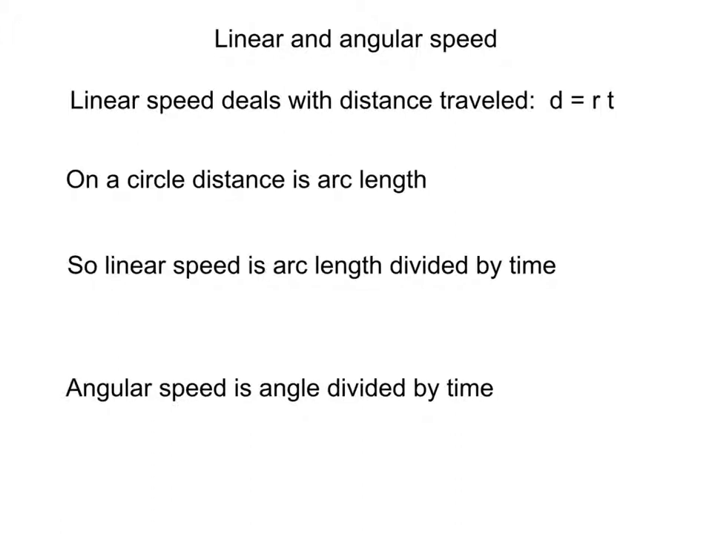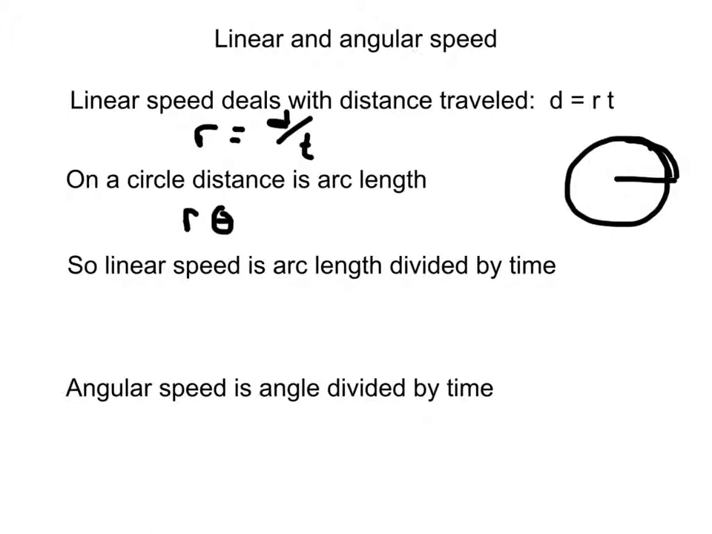Linear and angular speed. Linear speed deals with the distance traveled. Our good old formula, D equals RT, or R is equal to distance divided by time. On a circle, the distance traveled is the arc length, right? So here we are, the distance traveled is this way, that's arc length. Remember, arc length is R times theta. So linear speed is arc length divided by time, so you have R times theta over t.